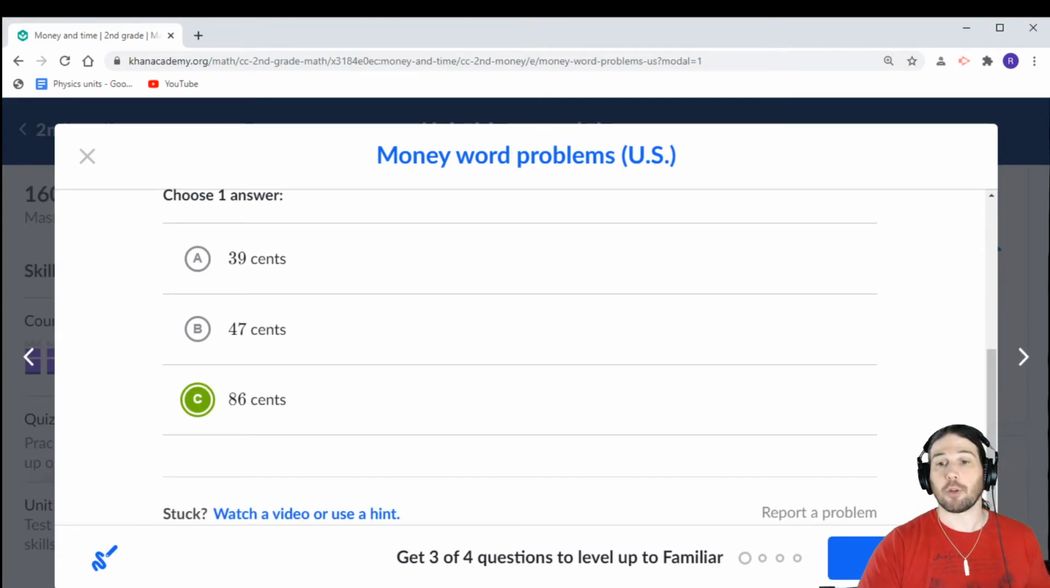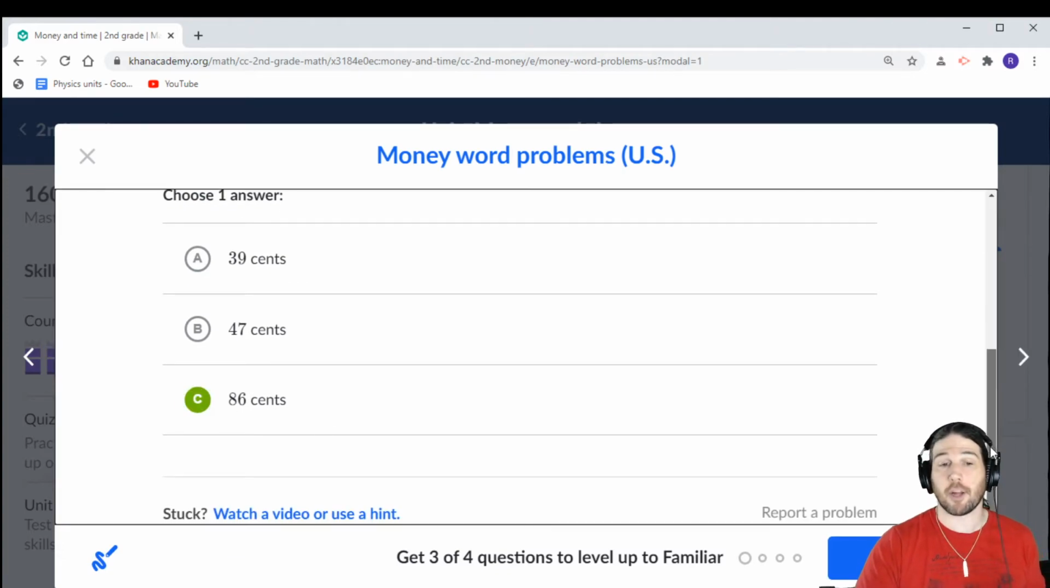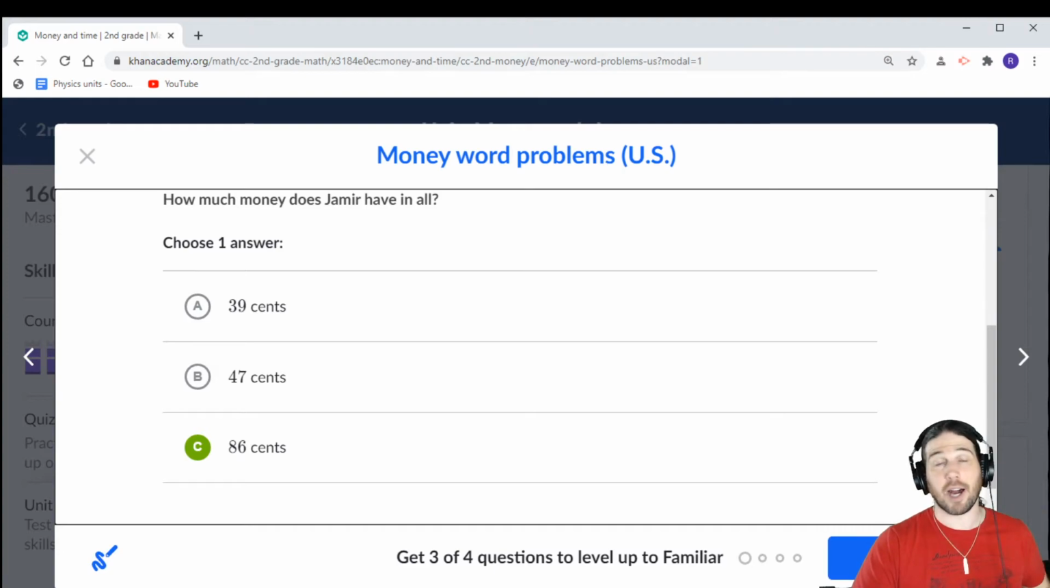I'm glad that was multiple choice because I wasn't 100% confident on my mental math there. So thank you, Khan Academy, for being multiple choice. You just made me look pretty good.